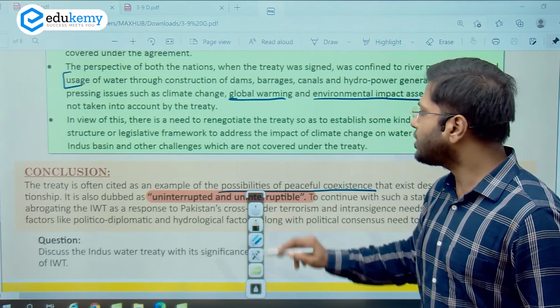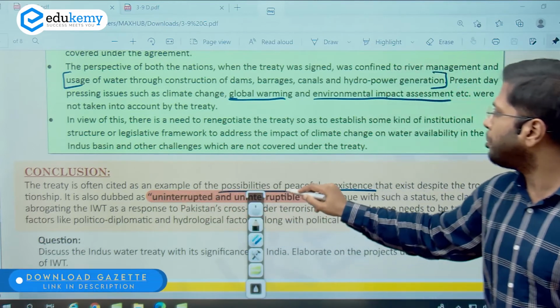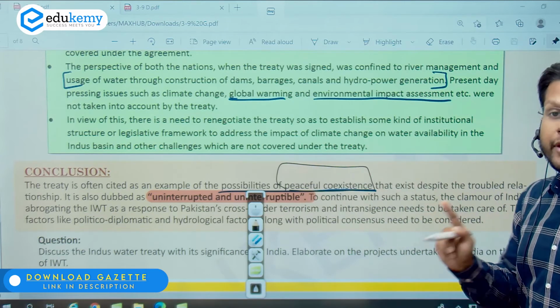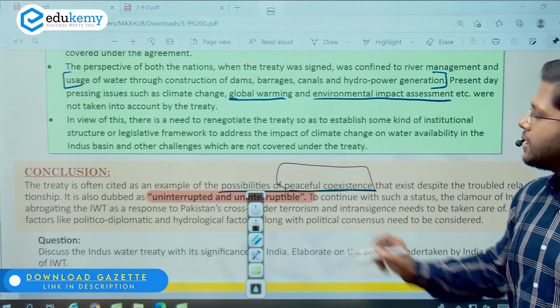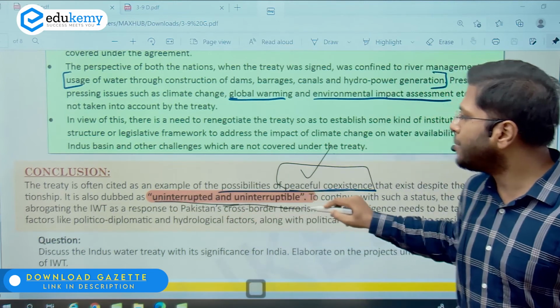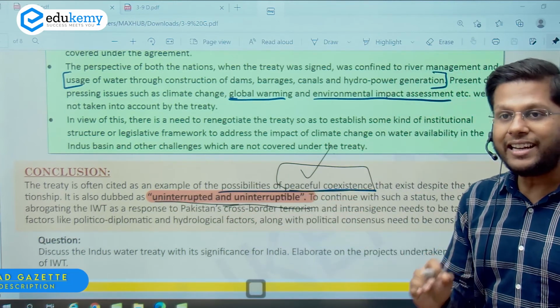Now, this treaty is an example of peaceful coexistence of a treaty, even during tough times, even during the wars between the nations. And this is a very good example of that, right? Now, this treaty is dubbed as uninterrupted and uninterruptible.